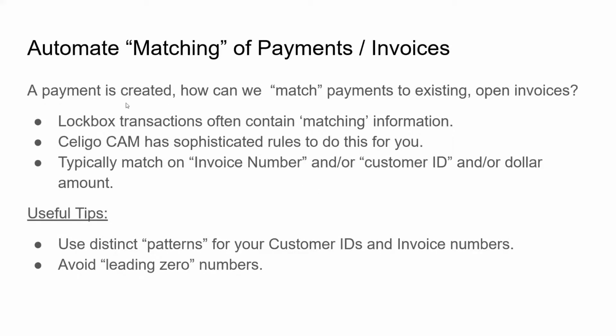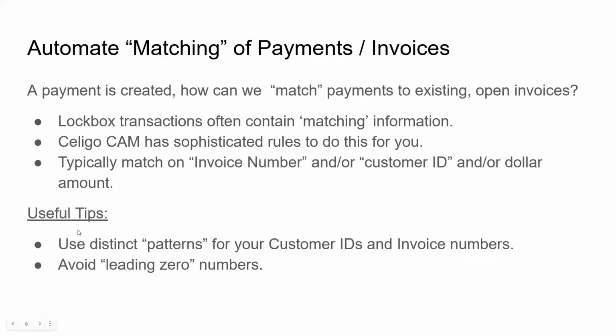For automating matching, so Lockbox, again, often creates or contains, and this would be automating through Celigo, so Lockbox often contains matching info. We're going to talk about useful tips, and if anything, I want you to hear this. Celigo Cash App Manager has these sophisticated rules to match things. You would work with your Celigo rep to put those rules together, but you typically match on invoice number and/or customer and/or dollar amount.